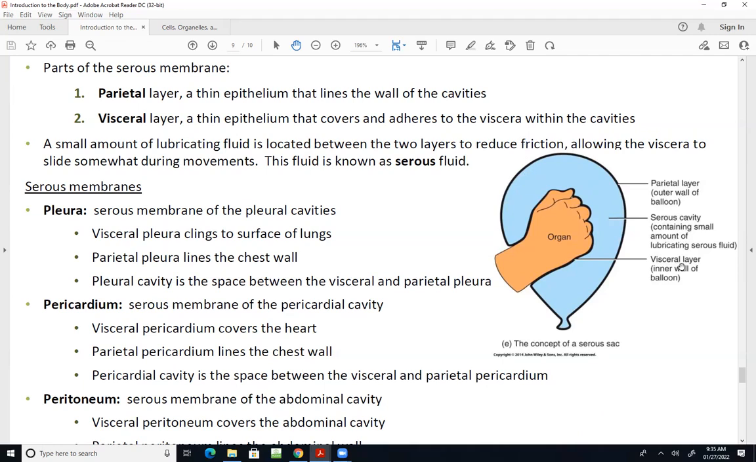Think of the relationship between the organ and the two membranes and the space, kind of like what would happen if you pushed in on an inflated balloon with your fist, like shown here. The fist represents the organ, whether it's the heart, whether it's the lungs, whatever. The part of the balloon that's actually directly touching the fist would be the visceral layer. Then there's the space or cavity, and on the outside, the other layer is the parietal layer.